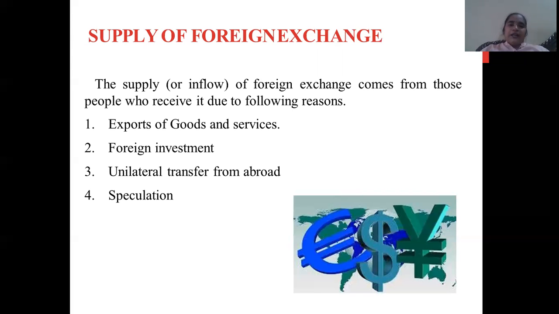The supply of foreign exchange comes because we have to do exports, we have to get foreign investments, unilateral transfers. So people from abroad, say relatives of our countries working abroad, are sending money, or a foreign government is helping us by giving loans. Then foreigners are paying for the products they bought from our country. Foreigners are investing in India. So all these are forms of supply of the currency.